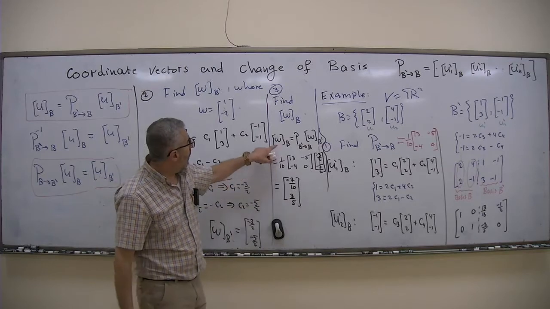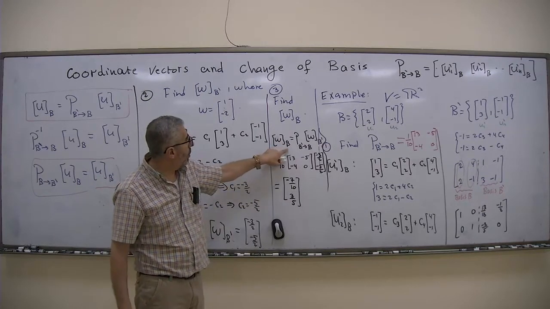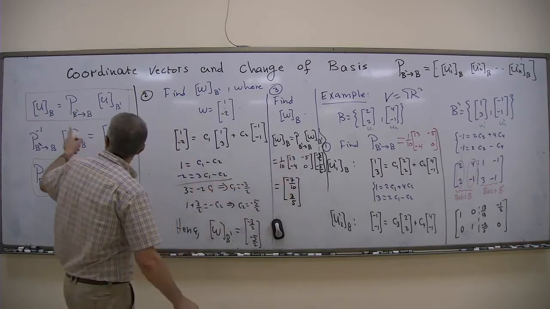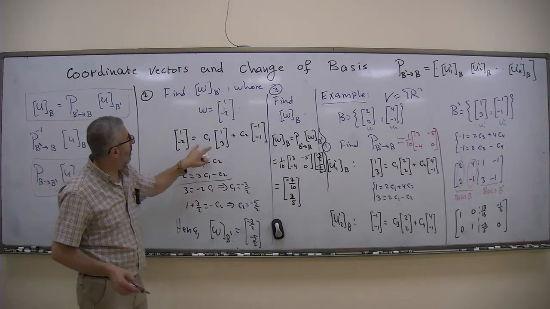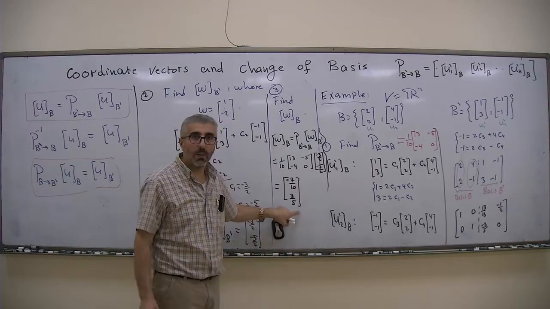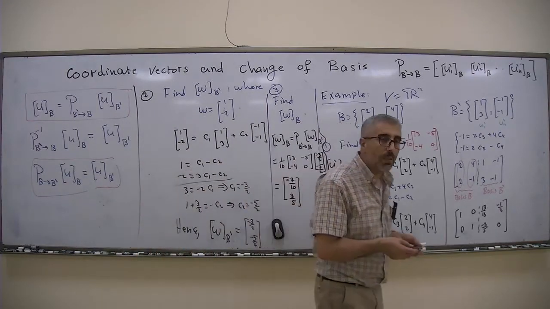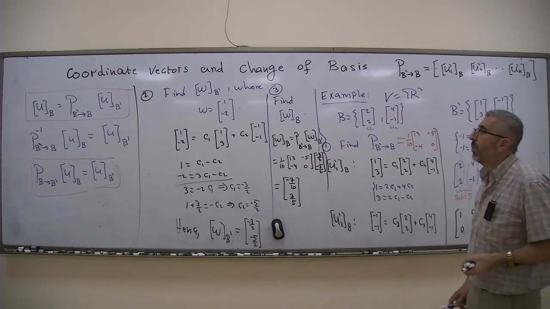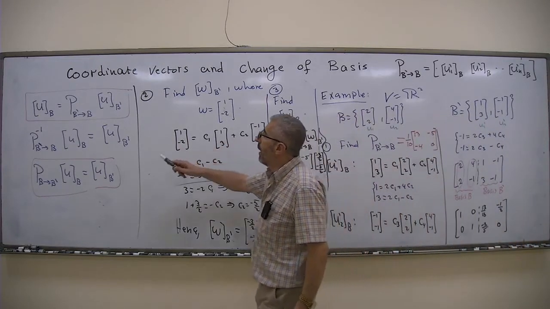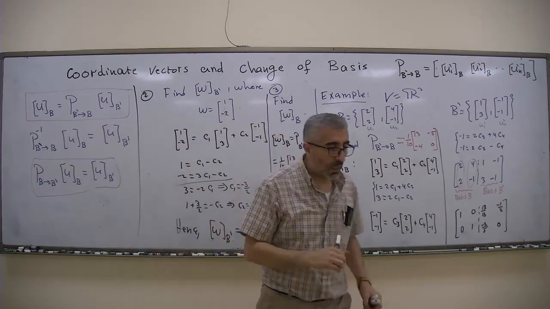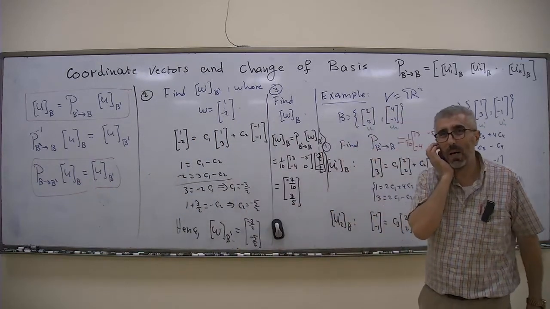All right, so this is the coordinate vector of W with respect to B if we find it in this way using this formula. If you find it in this way, I'll leave it for you to do it. You should get the same answer. If you don't get the same answer, then there is a mistake somewhere. Okay, so basically that is the idea of change of bases and how to relate the coordinate vectors using the transition matrix.